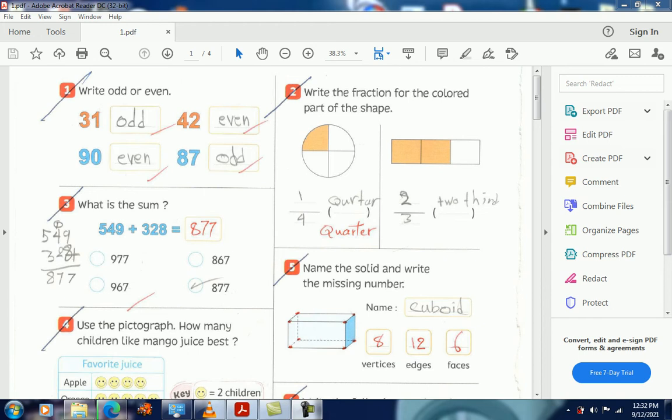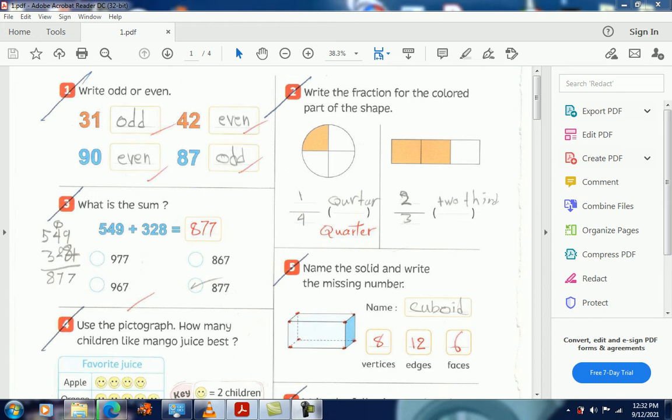Number 2, write the fraction for the colored part of the shape. So the first shape is a circle and it's divided into 4 parts, and just one part is shaded, so we have 1/4, which is a quarter. The other shape is a rectangle divided into 3 parts. 2 parts are shaded from the 3, so we got 2/3.